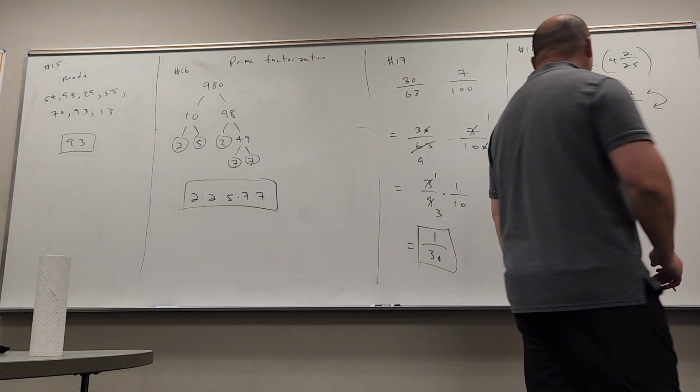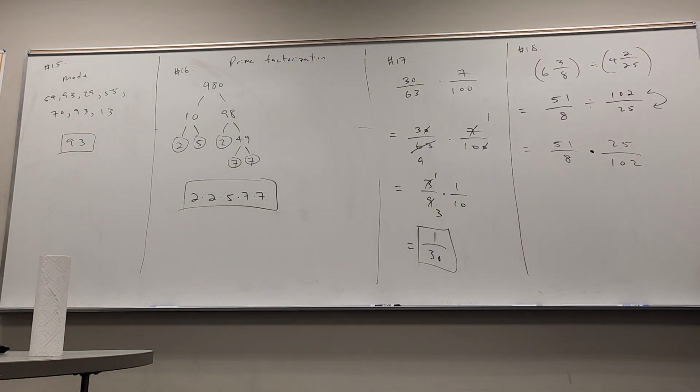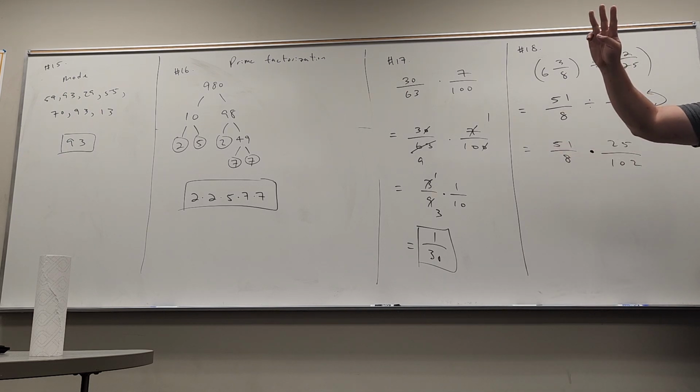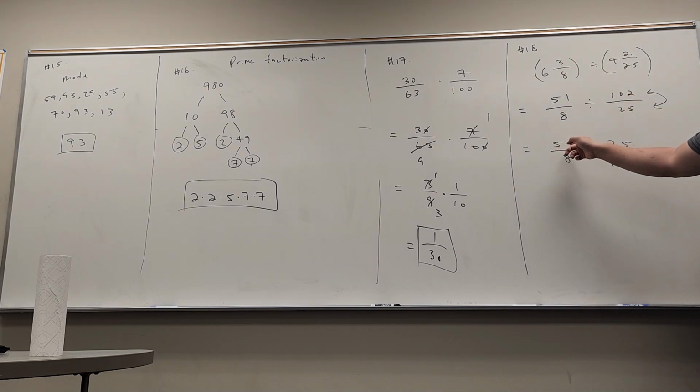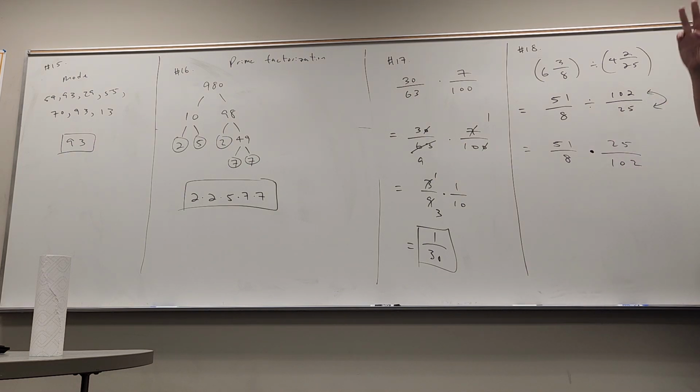And then you look at 51 and 102. I know it's hard to see if they can be simplified, but remember the trick I told you. Add the digits together. 5 plus 1 is 6, right? 3 can go into 6, so 3 can go into 51. Okay, let's try this one. 1 plus 0 plus 2 is 3. Okay, 3 can be divided by 3, so 3 is a common factor.